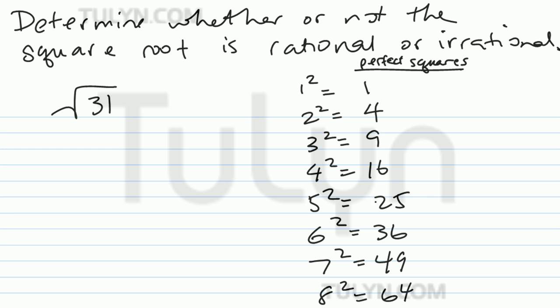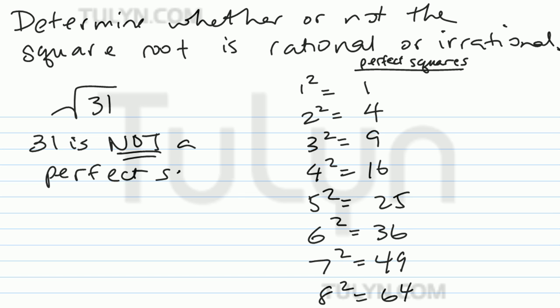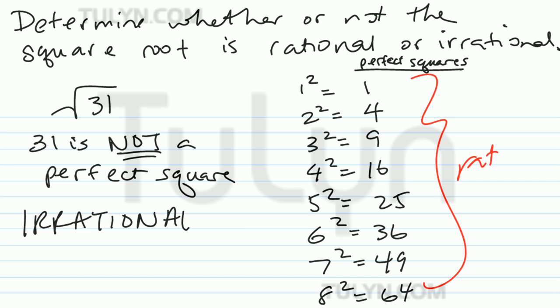Is it listed as a perfect square? So if it is not, 31 is not a perfect square. So basically I'm saying that the radicand inside, which is 31, is not a perfect square. That means it is going to be irrational. Why? Because these right here are all rational. So if they're not listed right here, they're going to be what? Not rational, or irrational.